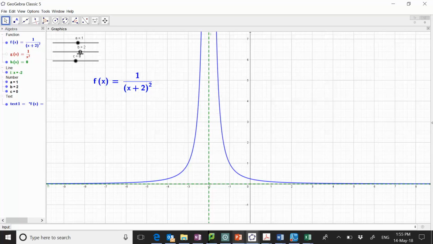This is what I want you to do when you're sketching. Vertical asymptote, horizontal asymptote. Exactly the same way you did for rectangular hyperbolas.